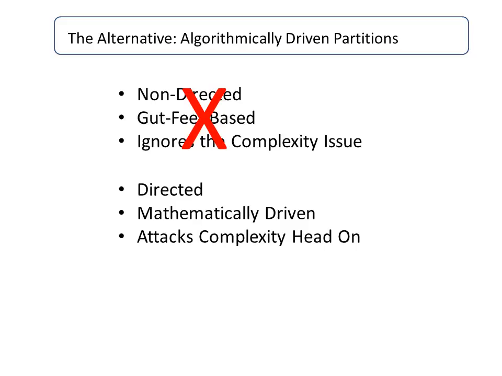First, they're directed, which means that instead of any number of outcomes being a possible result from applying the partitioning algorithms, they are very directed. There's only one possible outcome when you're using an algorithmically driven partition. They're mathematically driven rather than gut feel based. So instead of it being dependent on the particular person who's driving the design, it's driven by the mathematics that determines what that design should look like rather than what you think it should look like. And third of all, instead of ignoring the complexity issue, the algorithmically driven partitions attack complexity head-on.